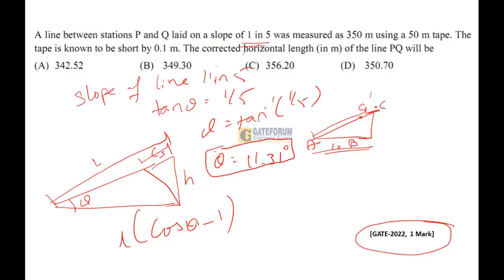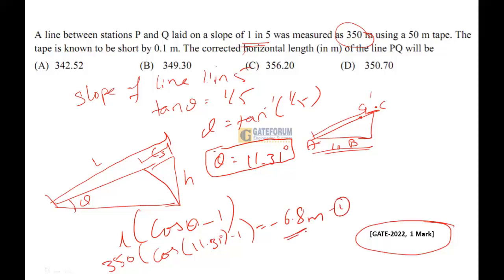So I have to substitute theta in L (cos theta minus 1). Now let's substitute this. L is the measured length, 350 meters, given in the question. So 350 into (cos 11.31 degrees minus 1). Here my correction is minus 6.8 meters. This is equation 1; take this as correction one.